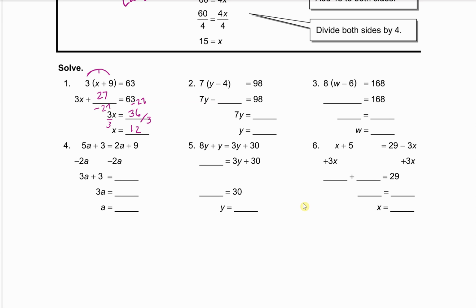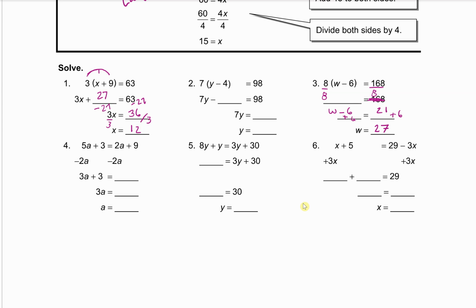I'm going to skip over to number 3 here. Instead of distributing, I am going to cut straight to dividing. And that's going to change things a little bit on this side. But 168 divided by 8 is 21. So really I'm going to get w minus 6 equals 21. I'm going to ignore that guy. And then all I got to do is add 6. So I get w equals 27. It's just that simple.